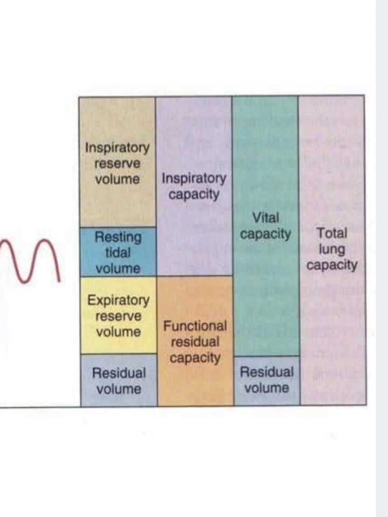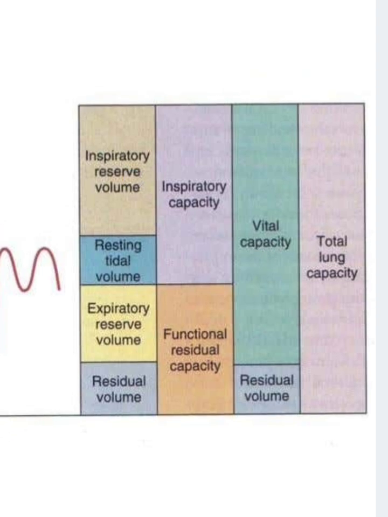And inspiratory capacity and ERV together can be written as vital capacity, which will include IRV, TV and ERV. It's the maximum amount of air that we can breathe in or breathe out. And the next is total lung capacity, which will include all these four volumes.